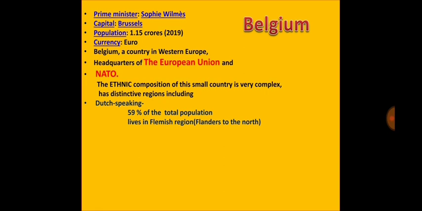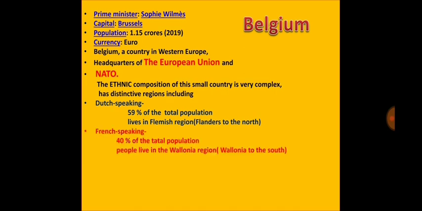The speaker configuration is like that. 59% of the total population of the country speaks the Dutch language, and they live in the Flemish region, Flanders, in the northern part of Belgium. And French speakers, 40% of the total population of the country, live in the Wallonia region, that is the southern part of Belgium. And German speaking is mostly in the eastern part, 1%, if you look at the map of Belgium.